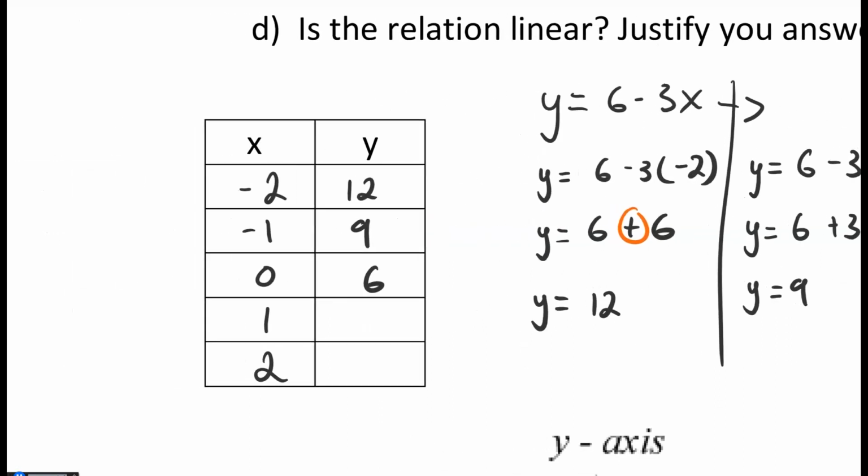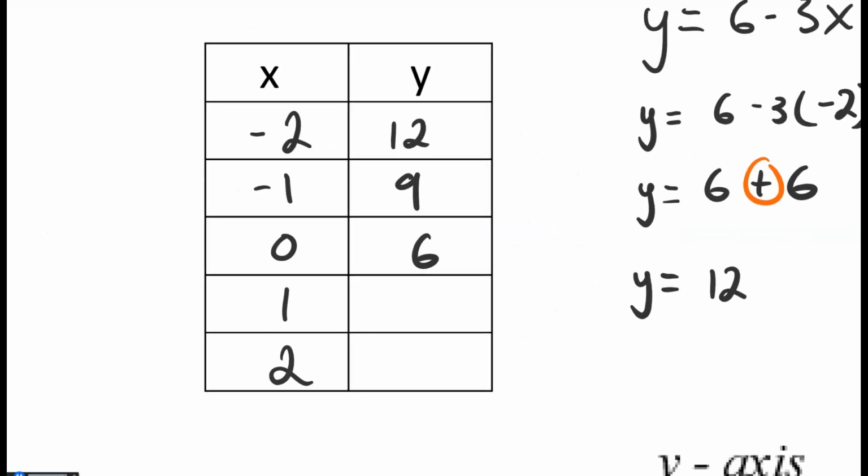So let's look at what our relationship is here. When x changed by +1, y changed by -3. Is it the same here? -3. So that means it's going to follow that pattern. So 6 subtract 3 is 3. 3 subtract 3 is 0.